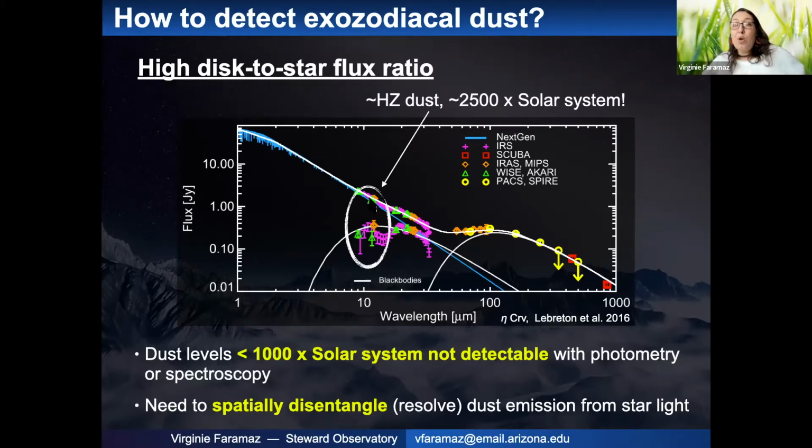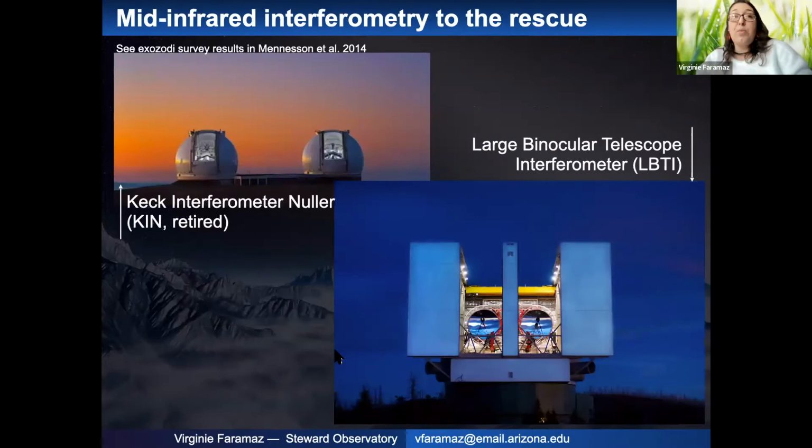What we want to know is what the typical level of exozodiacal dust is around main sequence stars. And the threshold we're interested in is 10 zodies, according to our simulation. So obviously, if we want to detect much smaller dust levels, it's not going to be possible with simple photometry. We need to spatially disentangle and resolve this dust emission from the starlight, which is why we use interferometry. There are several instruments that we use for that. The Keck Interferometer Nuller has been retired, and right now it's the LBTI in the mid-infrared.